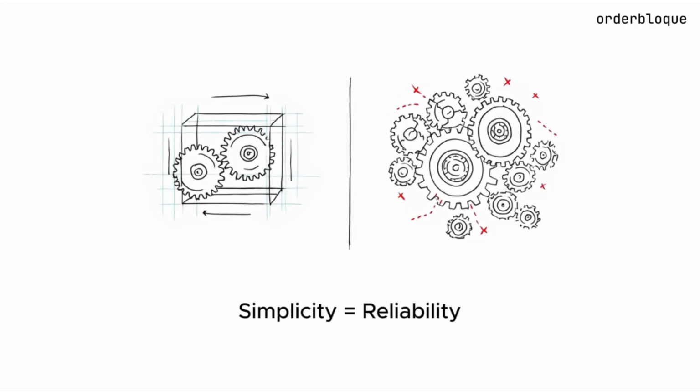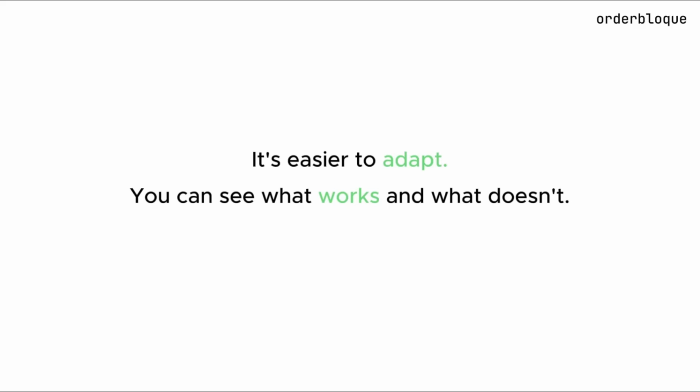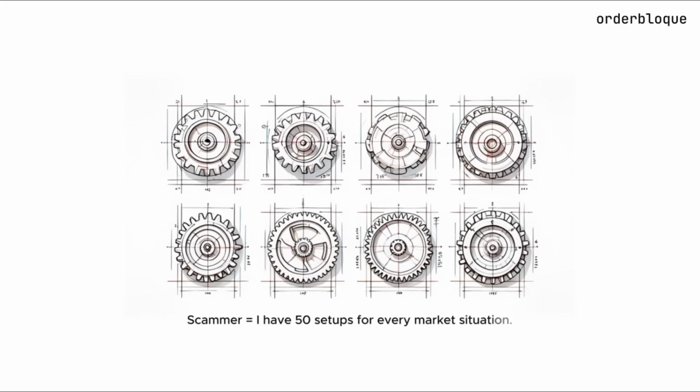Secondly, the simpler the strategy, the more reliable it is in the long term. Many forget that markets are constantly changing. Complex systems quickly break down under new conditions because they are too tied to specific parameters. Simple strategies adapt more easily because you focus on what's essential. You can easily see what works and what doesn't. Any changes can be quickly tested and implemented. Don't listen to those who say they have dozens of setups for every life situation. That's nonsense. 90% of them most likely don't work anymore, or were never used at all.